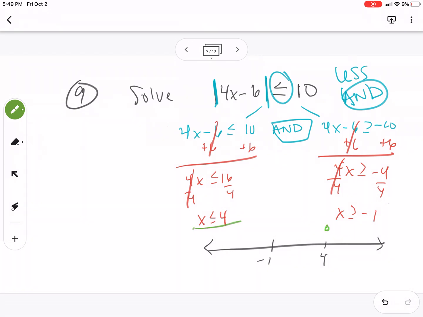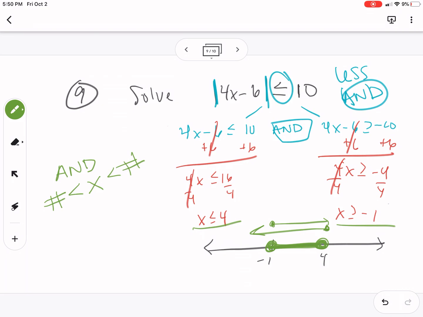So less than or equal to 4 would be shaded to the left. Greater than or equal to negative 1 would be shaded to the right. So these are going to intersect from negative 1 to 4. And remember, when it's an and problem, your final answer is going to be in the format number is less than x is less than a number, because you're going from least to greatest. So here, negative 1 is less than x is less than 4. And since my circles are shaded, I'm going to put my equal to symbols.